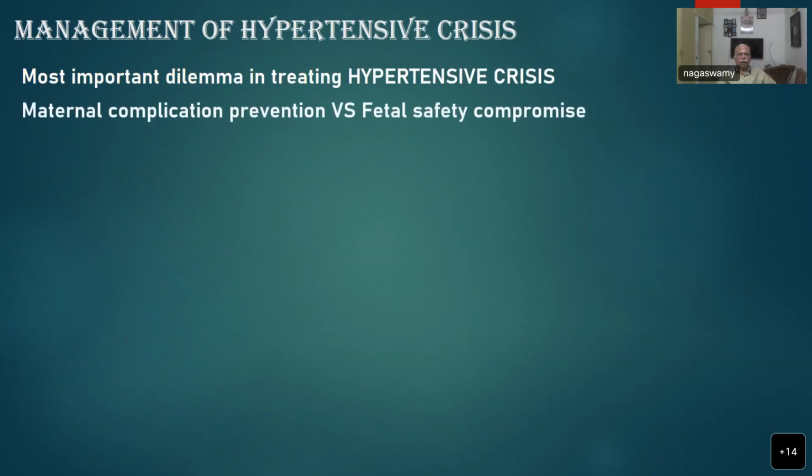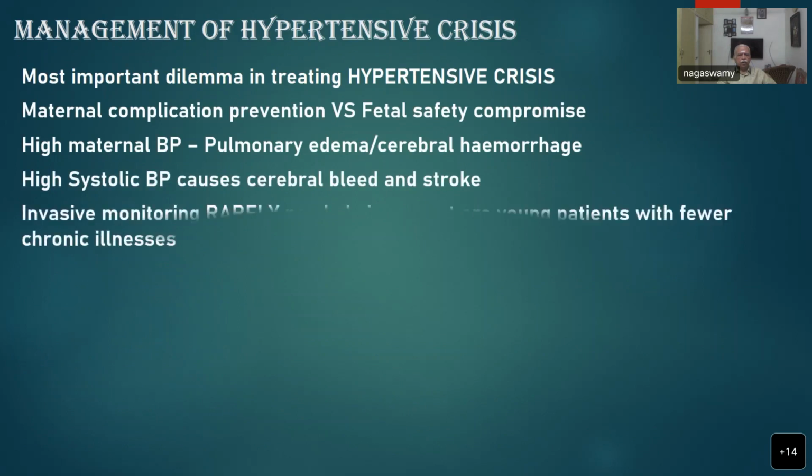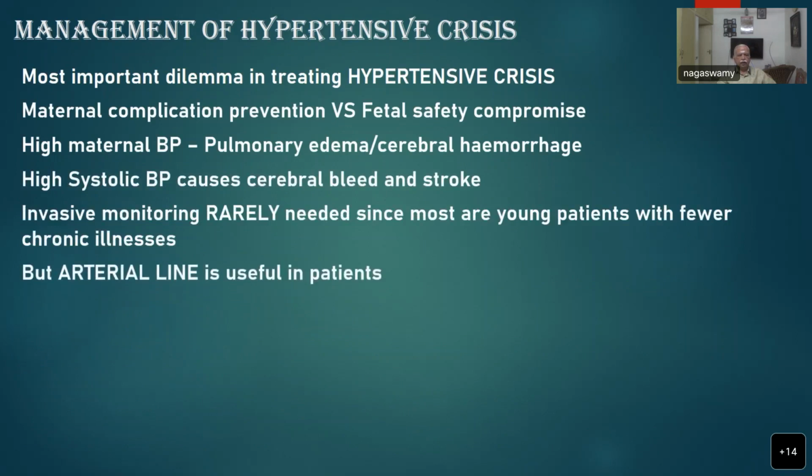The most important dilemma in treating hypertensive crisis is maternal complication prevention versus fetal safety compromise. Again, the same dilemma will happen. So, if the maternal BP is high, there are chances of pulmonary edema or cerebral hemorrhage. These are the two acute complications which can have a mortality. So, high systolic BP causes cerebral bleed and stroke. Invasive monitoring is rarely needed since most are young patients with fewer chronic illnesses. But if it's an elderly mother with already existing hypertension, then definitely invasive monitoring is indicated.